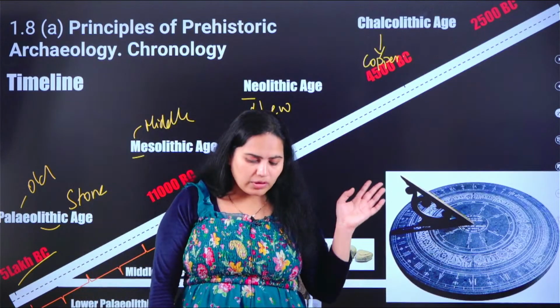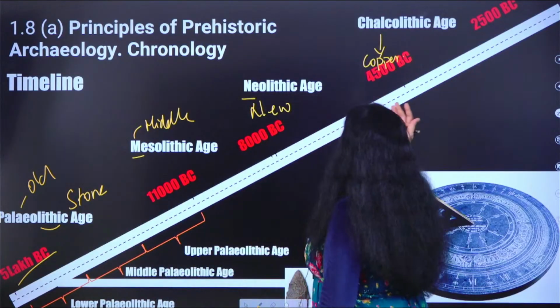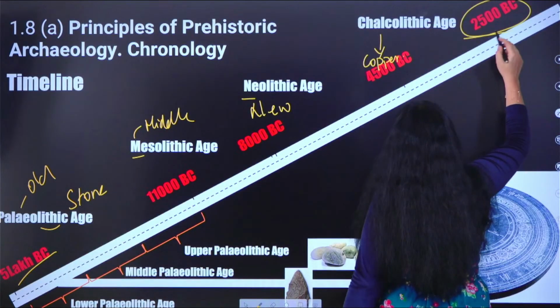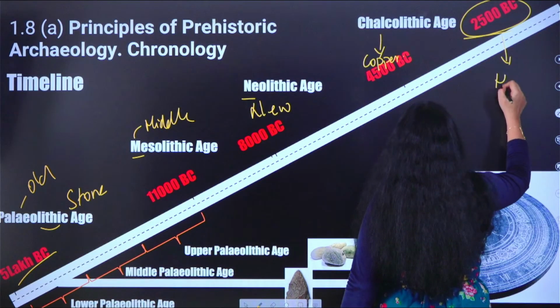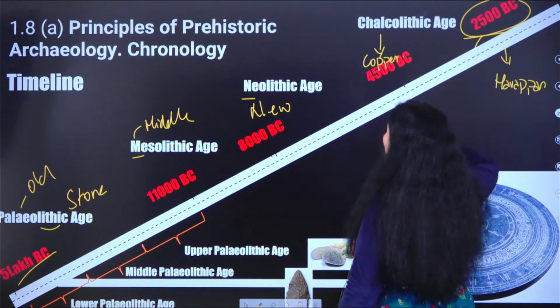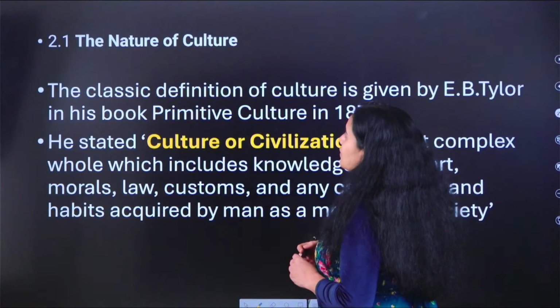to time immemorial. From time immemorial we zero down to 10,000 BC and वहाँ से 2500 BC and उसके बाद start होगी your Harappan civilization. So we will study till this part, okay, Chalcolithic age तक हम पढ़ेंगे. And then we will discuss the second chapter.